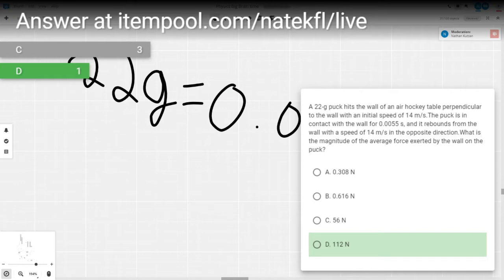Okay. So then it says it initially has a speed of 14 meters per second. So its initial momentum is equal to its mass, 0.022, times its velocity, which was 14. So its initial momentum is 0.308.